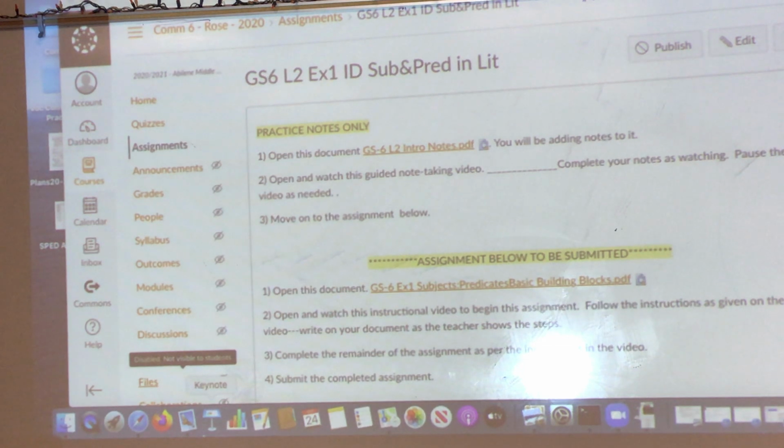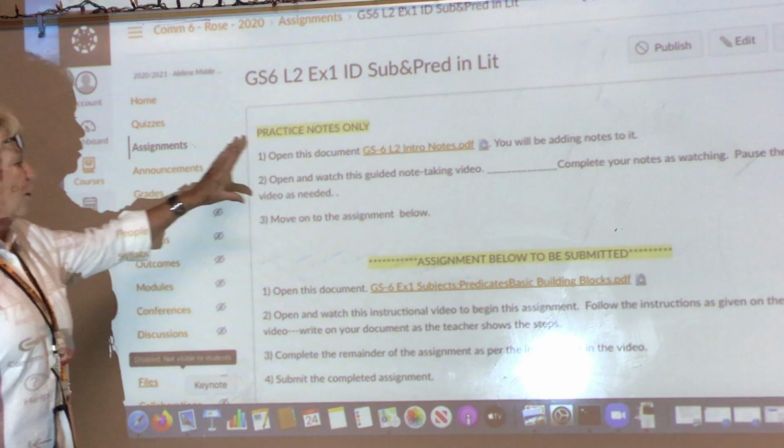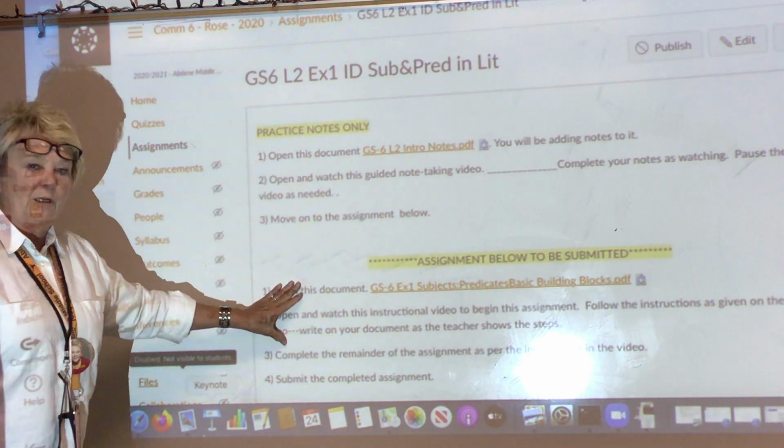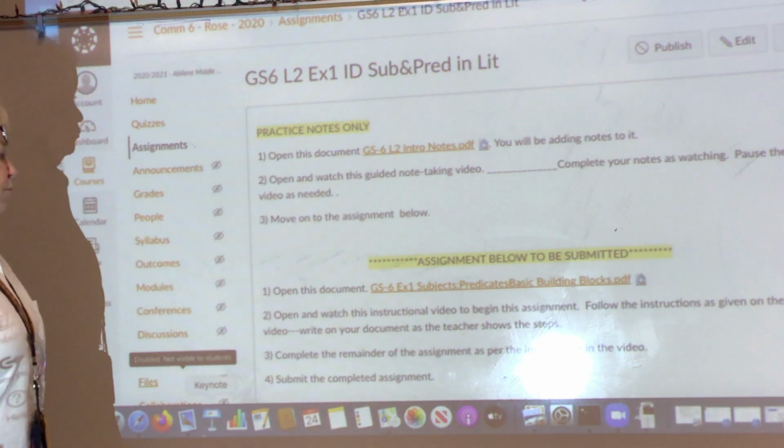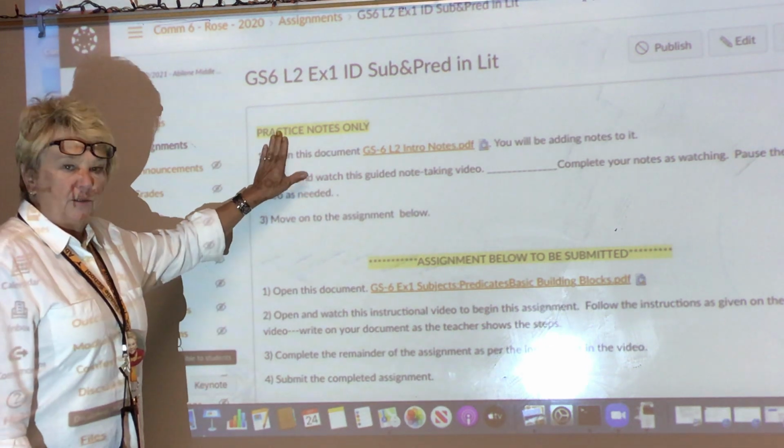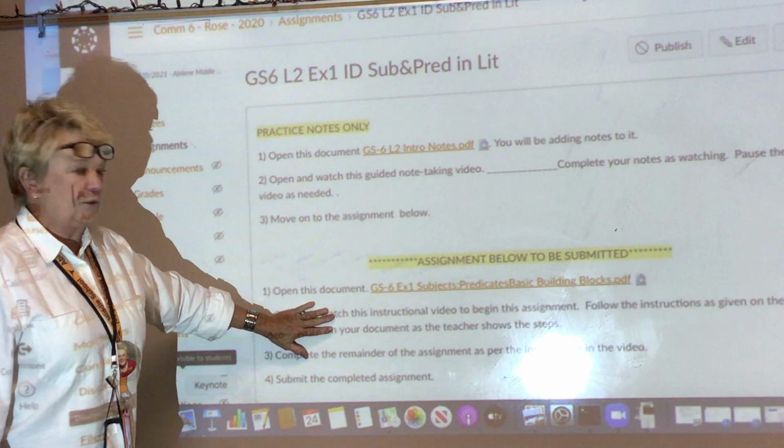Everybody. Today we're going to be continuing on with subjects and predicates in literature. You've probably already watched a video up here, so now we're going to be taking a look at the assignment that will be submitted. This is just practice notes only. We're going to be looking at this right now.